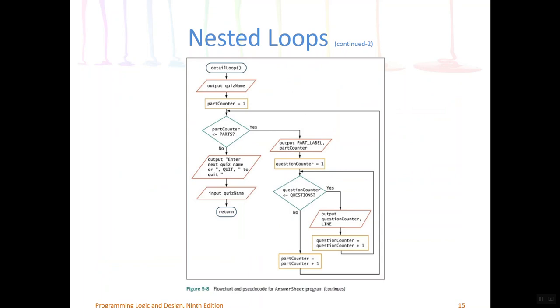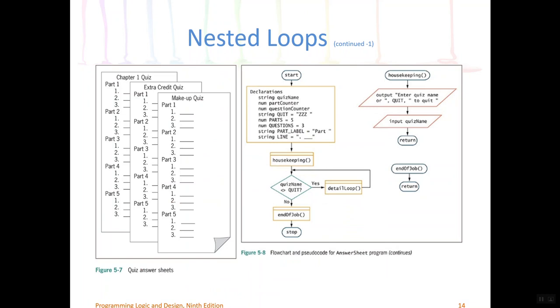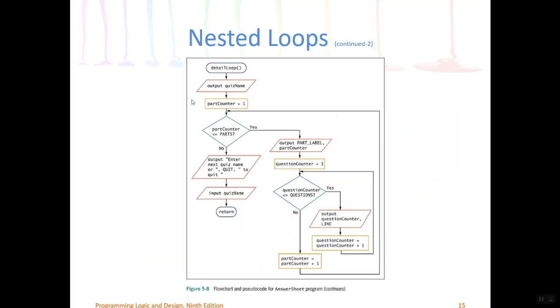So the outermost loop had a loop control variable called quiz name. This loop that controls the parts has a loop control variable called part counter. It sets it to 1, and as long as it's less than or equal to parts, which was 5, we're going to keep looping. So everything inside of this loop is responsible for printing a part.